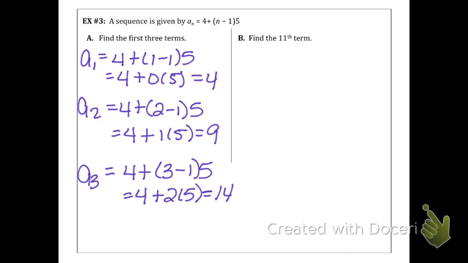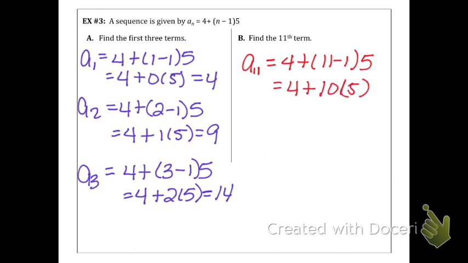And then B says just find the 11th term. So we're just looking for a sub 11. So we're just going to plug in 11 for n. So we get 4 plus 10 times 5, which is just 54.